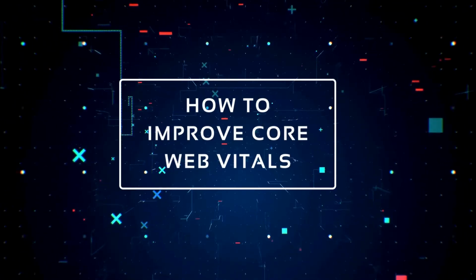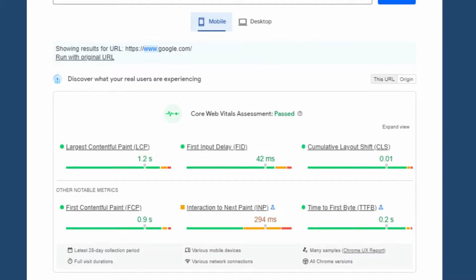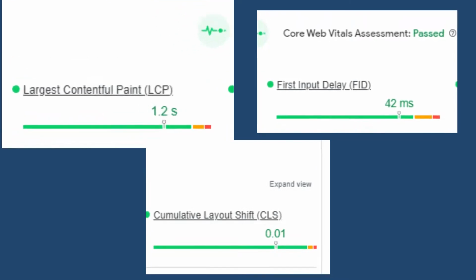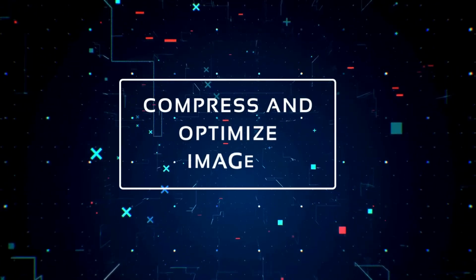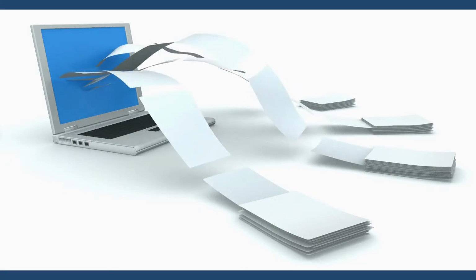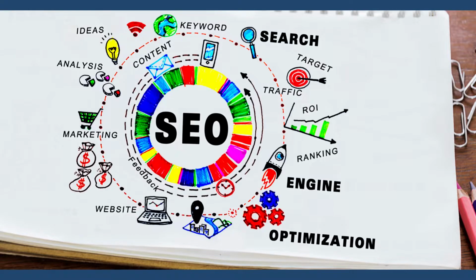How to improve Core Web Vitals? There are a number of measures that can be taken to improve CWV scores. First is to compress and optimize images. Audit all images on the site. Compress and optimize the files to reduce the size without impacting quality.